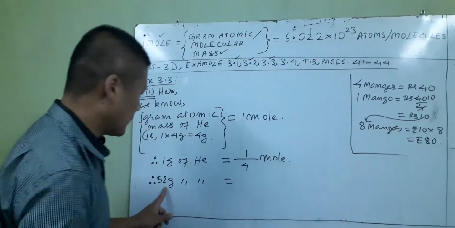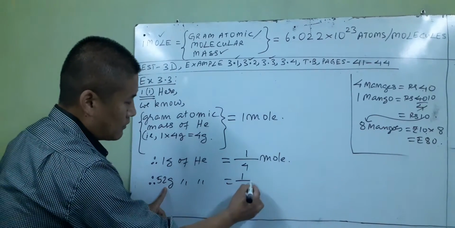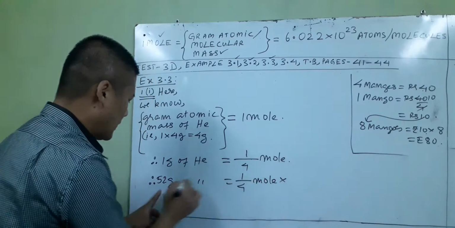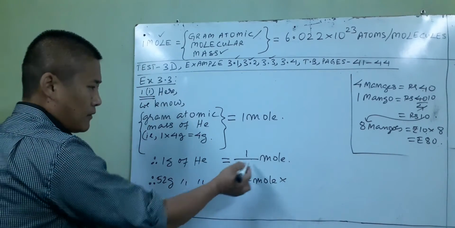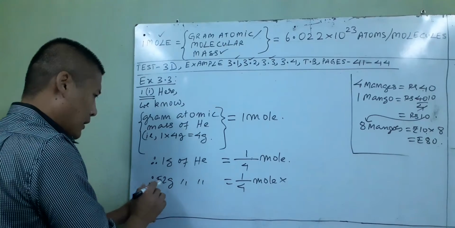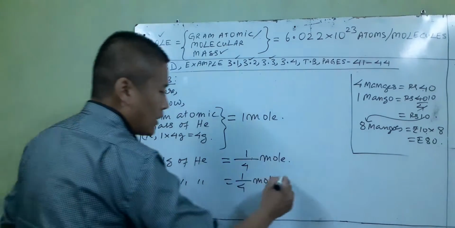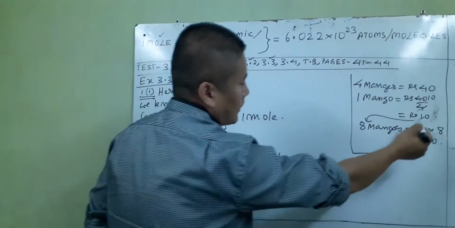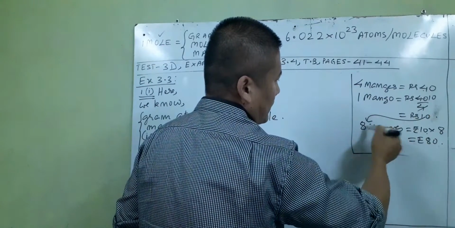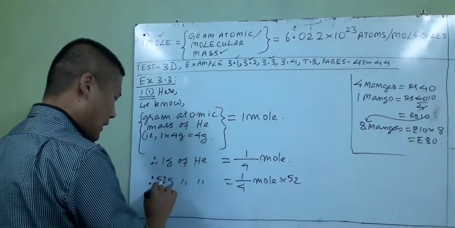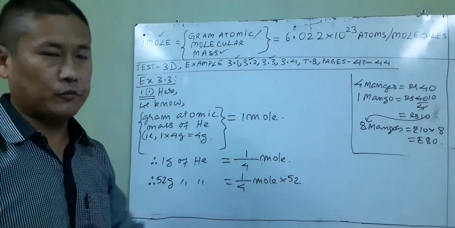Similarly, for 52, multiply this right side, 1 by 4 mole, just keep the same, multiplied by the left side, the right side of the previous step by the left side of the same step, that is 52. Just like you did here, right by left. Same mango method we're using, right?